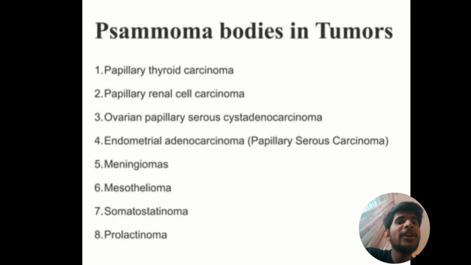endometrial adenocarcinoma, meningiomas, mesothelioma, somatostatinoma and prolactinoma. The most important one among these are papillary thyroid carcinoma and ovary papillary serous cystadenoma and meningioma. Papillary thyroid carcinoma, serous cystadenoma and meningioma are examples of psammoma bodies in tumors.